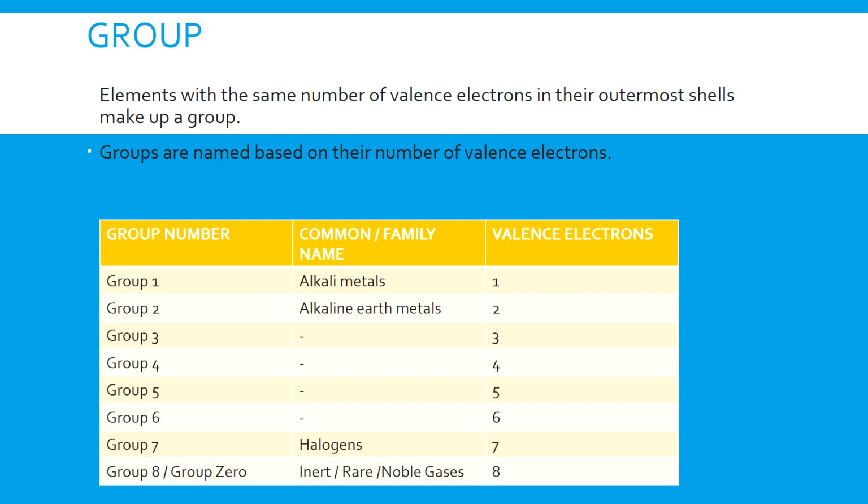Group sevens are called halogens. Halogens, I think it's from Latin, and it means salt formers. Later you realize that it's these elements that combine to form salts. And we have inert gases, or rare gases, or noble gases. They are also called group zero elements. These ones, group eight members, don't react. They are non-reactive, as you will realize as time goes on.